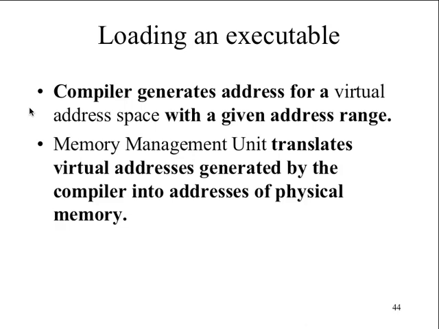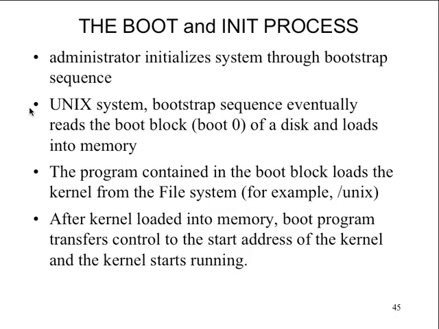So, when loading an executable, the compiler generates an address for the virtual address space, given some sort of address range. The memory management unit translates that virtual address from the compiler to the physical memory address, and then voila, we've loaded the executable into memory by giving it address spaces that correspond with the process. And then we have the process control table, which the kernel uses to recognize which process is at which address.